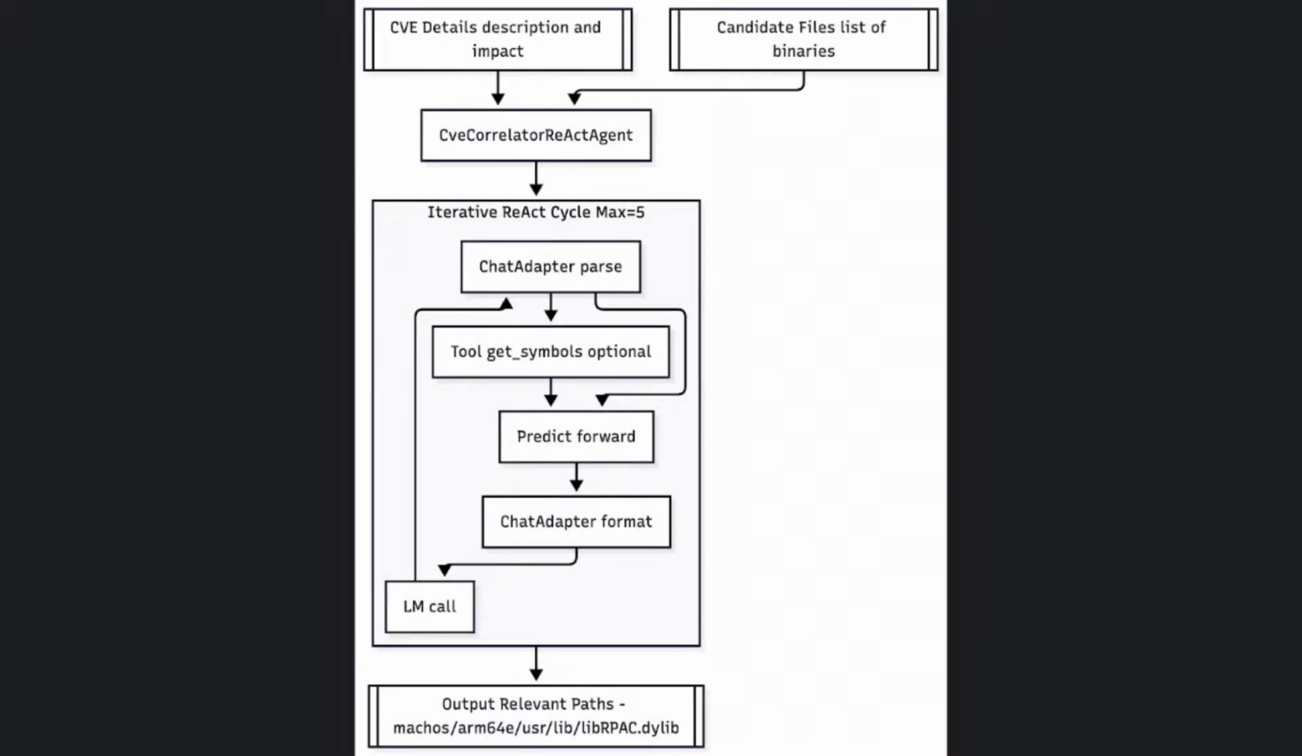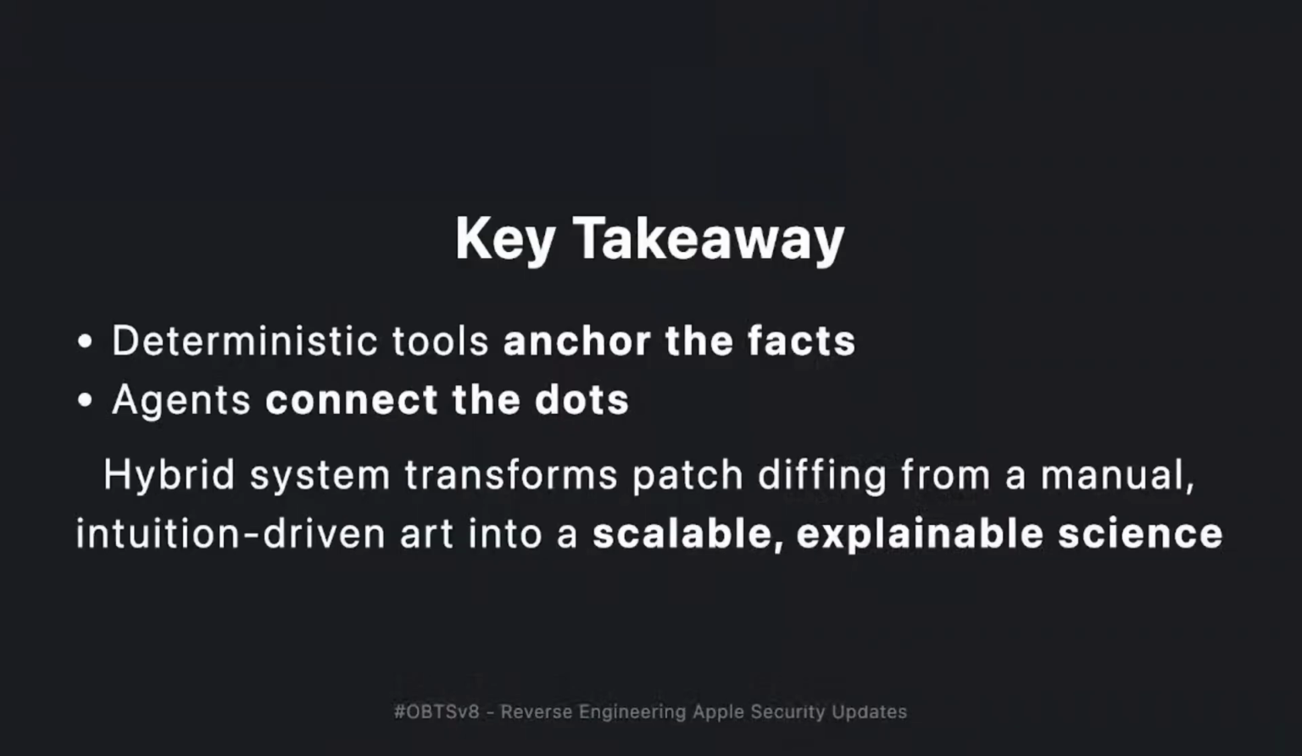Again, a quick picture of what this would look like. You put in these inputs. The output is a set of relative paths related to your CVE, and that's the goal. But the key takeaway from all of that is these deterministic tools. They anchor the facts, and these agents, again, connect all those pieces together, and together they replace that intuition piece you had to have before, and they build it into your system. And so it's been pretty cool.